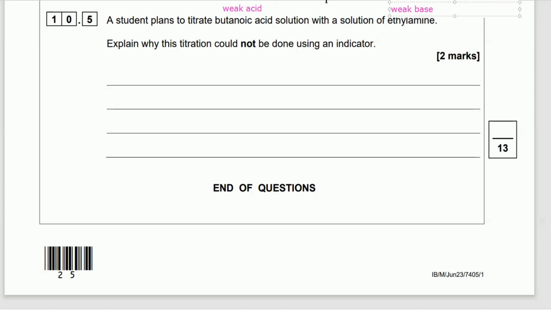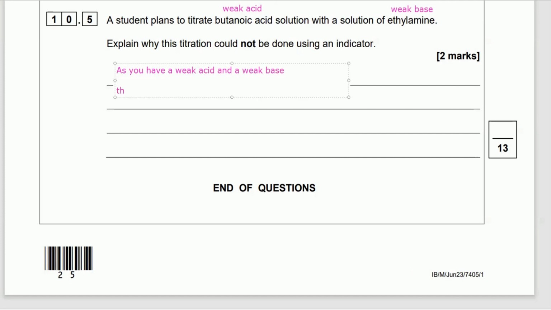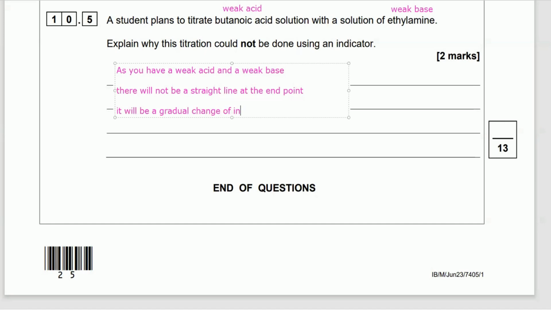Okay, you should spot butanoic acid, carboxylic acid. It's a weak acid, partially dissociates. Ethylamine, weak base. What's the issue? Well, our weak acid's going to be like pH 3 to pH 6. Our weak base is going to be pH like 8 to 11 or 12. And this means we're not really going to get a really straight vertical section at the end point when we carry out the neutralization. We're going to get a gradual change because of this, and therefore there'll be no suitable indicator for that.